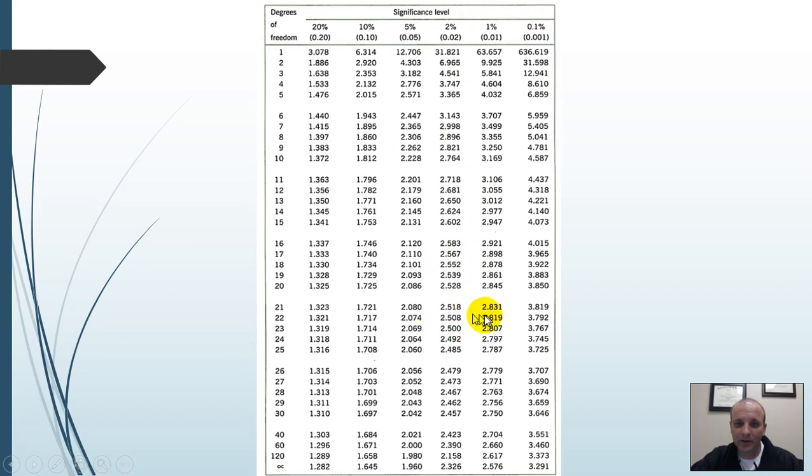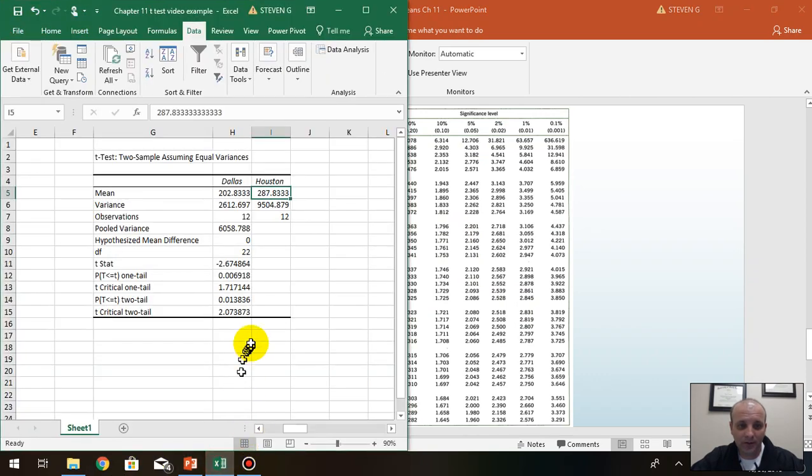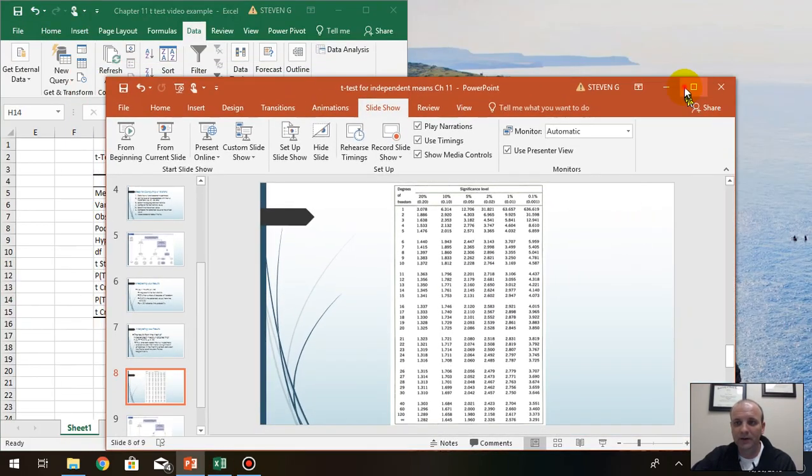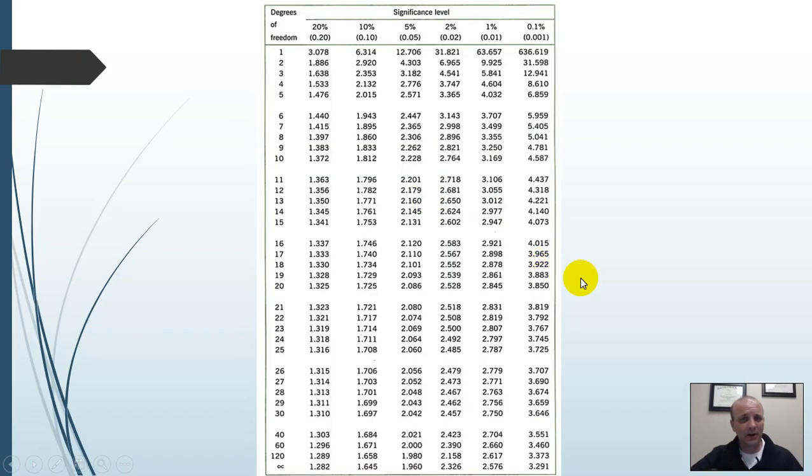And it falls between the 1% and 2% level, and we should see that within our results here. And then we see P equals 0.013. All right. Hopefully that stuff makes sense, and I didn't go too fast through the whole thing. But that's how you would interpret it.